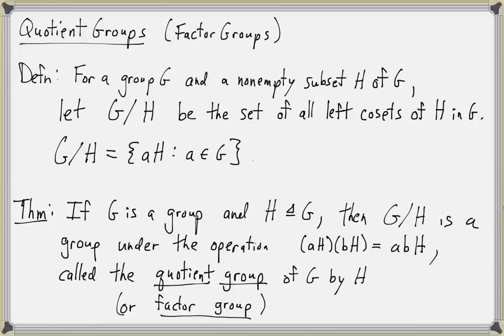So this theorem shows that we can form a smaller group, G over H, from a given group G, and this smaller group can be used to study the structure of the group G, just like we use subgroups to also study the structure of groups G.